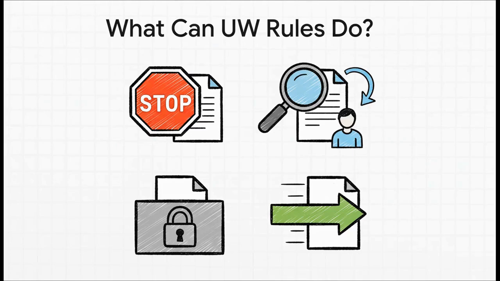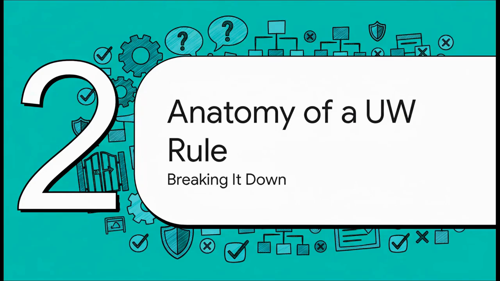And don't make the mistake of thinking these are just gentle suggestions. Oh no, UW rules have real teeth. A rule can be a hard stop, a total showstopper, blocking a quote or a bind from moving forward at all. Or it can be a little softer, raising an issue and saying, hey, a human needs to take a look at this one. On the flip side, it can give the green light, automatically approving low-risk stuff for true straight-through processing. Or it can put a policy in a holding pattern, preventing it from being issued until specific things are sorted out.